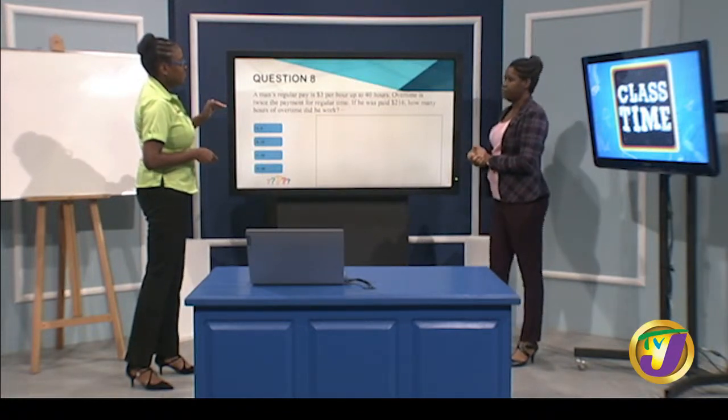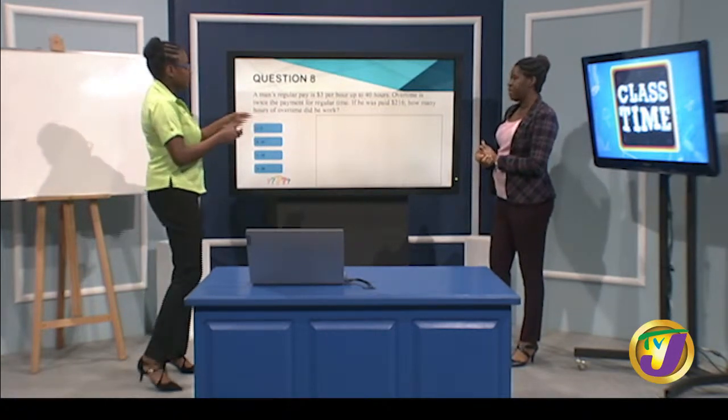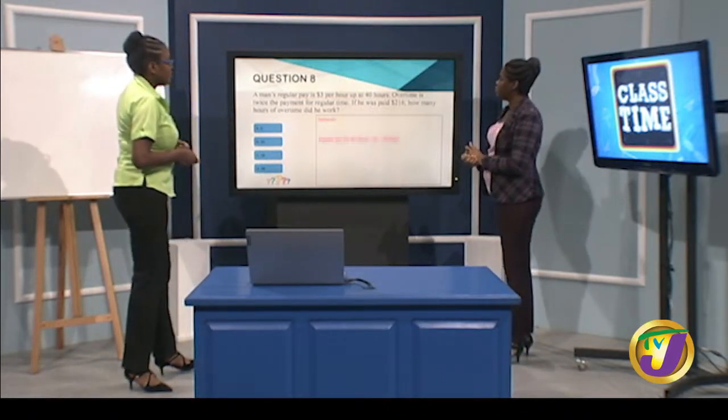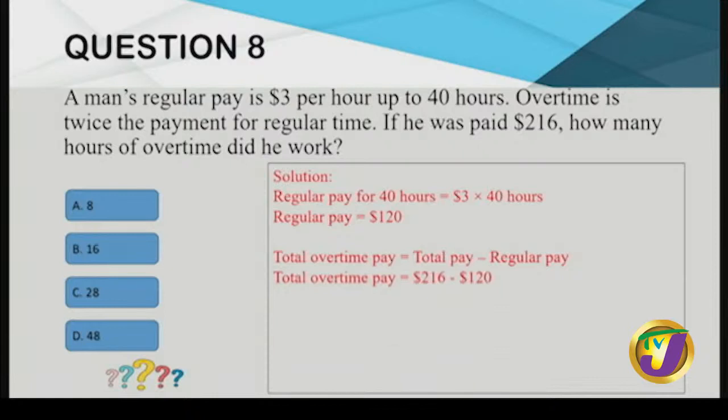The thing about this question is we're told what the overall pay is when you include that overtime. So we want to find out how many hours of overtime the person worked. Here's our solution. We know the total pay is $216. For 40 hours it is $3 multiplied by 40, which gives us the regular pay of $120. So out of this $216, the first part, the 40 hours, is $120.